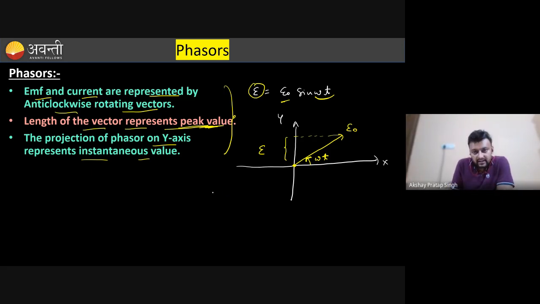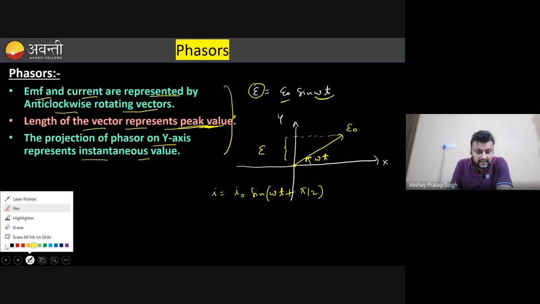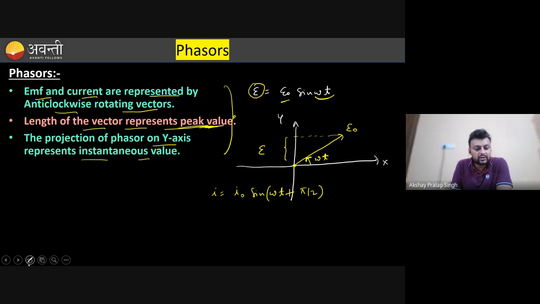Similarly, if an equation is written as I equals I naught sine omega t plus pi by 2, then can you see that the current is leading the EMF by an angle pi by 2? If the current is leading the EMF by pi by 2, then how can you draw the current? You can draw the current like this. And this angle will be 90 degrees. 90 degrees means pi by 2.